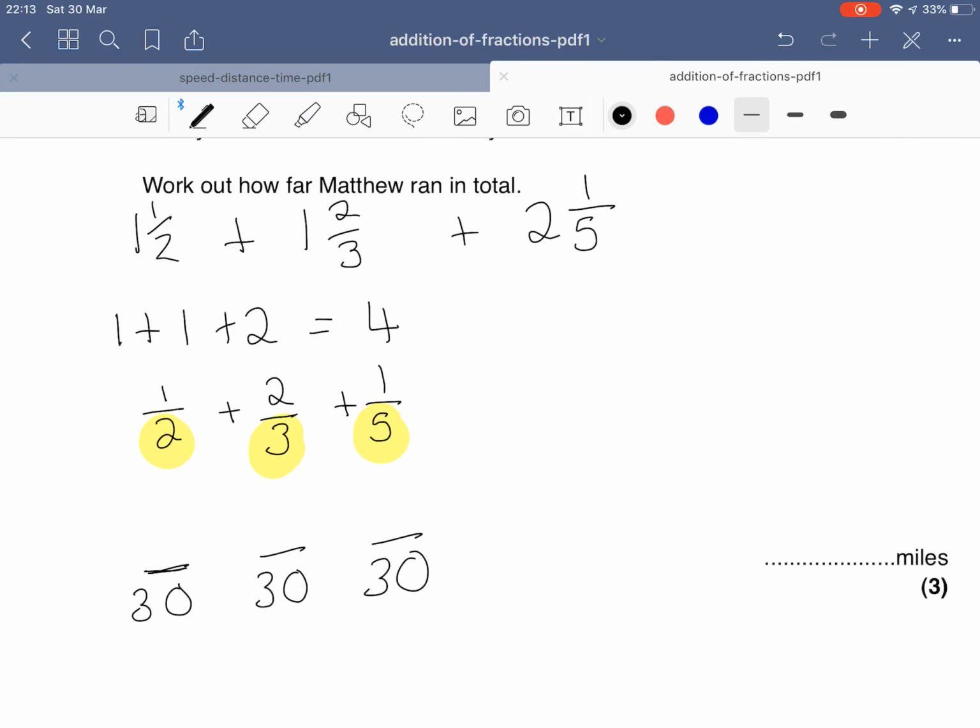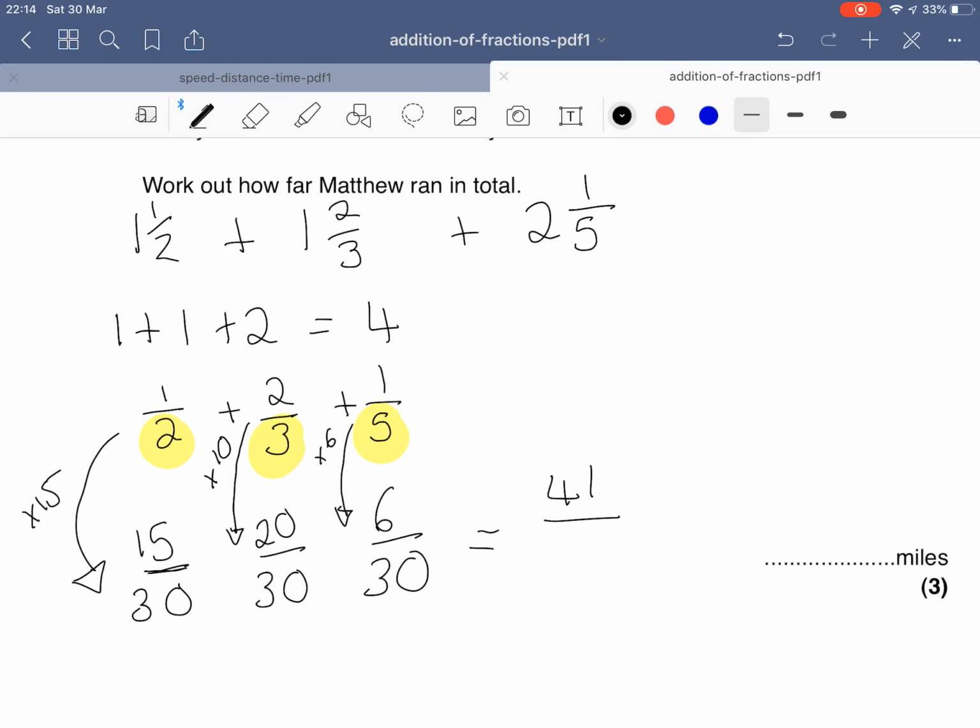So 2 times what is 30? 2 times 15. So 1 times 15 is 15. 3 times what is 30? 3 times 10, so 2 times 10 is 20. 5 times what is 30? 5 times 6, so 1 times 6 is 6. Then we can add them all together, so we got 20, add 15, add 6, which gives me 41 out of 30. So we've got an improper fraction here.